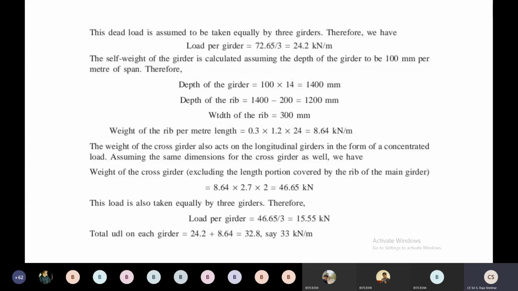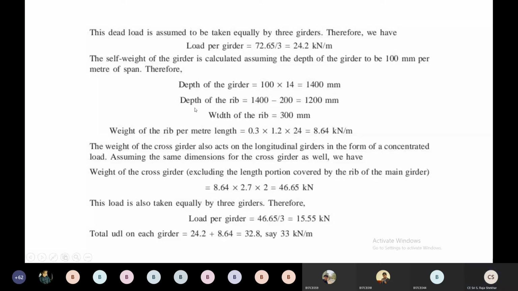If the span of the longitudinal girder is 1 meter, we need to assume 100 mm depth. మనకి ఇక్కడ స్పాన్ ఎంత ఉంది, 14 meters స్పాన్ ఉంది. Length of span is nothing but length of girder, so length of girder is 14 meters. 14 meters into 100, so depth of girder I am assuming is 1400 mm.